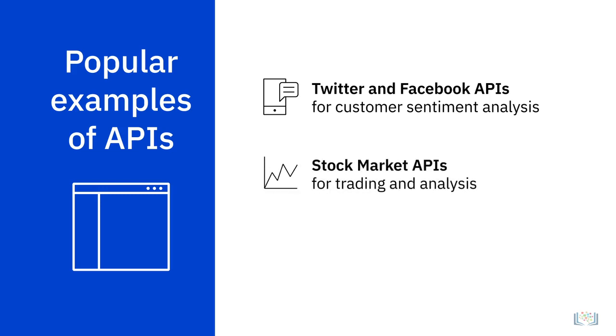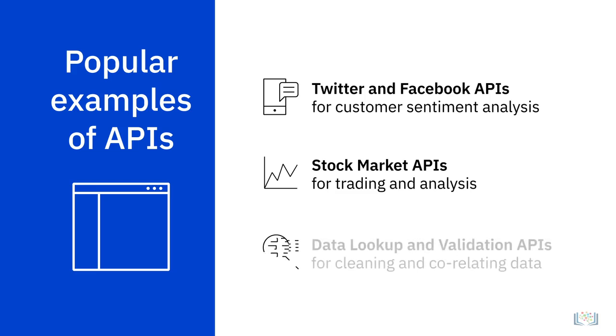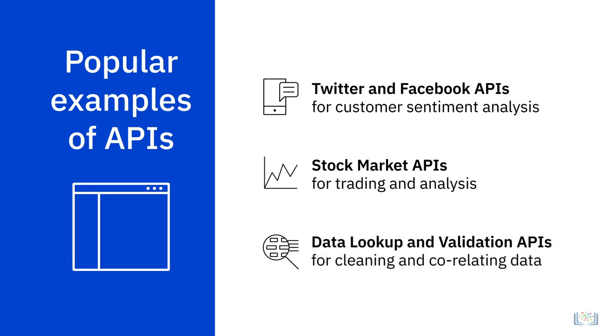Stock market APIs used for pulling data such as share and commodity prices, earnings per share, and historical prices for trading and analysis. Data lookup and validation APIs, which can be very useful for data analysts for cleaning and preparing data, as well as for correlating data, for example, to check which city or state a postal or zip code belongs to. APIs are also used for pulling data from database sources, within and external to the organization.